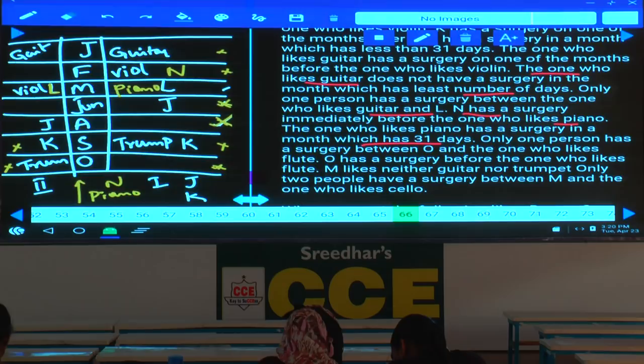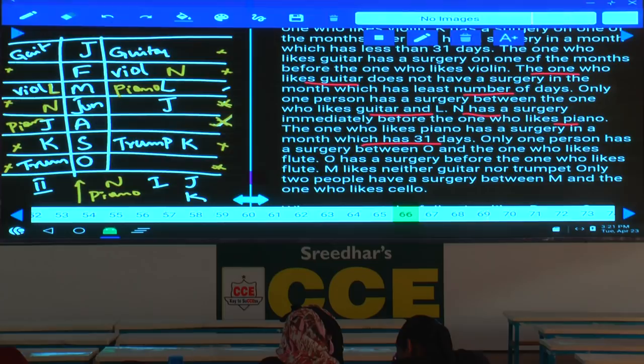If piano is here, then N must be at this place. Then piano cannot be in the month of June and piano cannot be in the month of Feb. Hence, in the second case also we have only one possibility, and piano must be in the month of August.